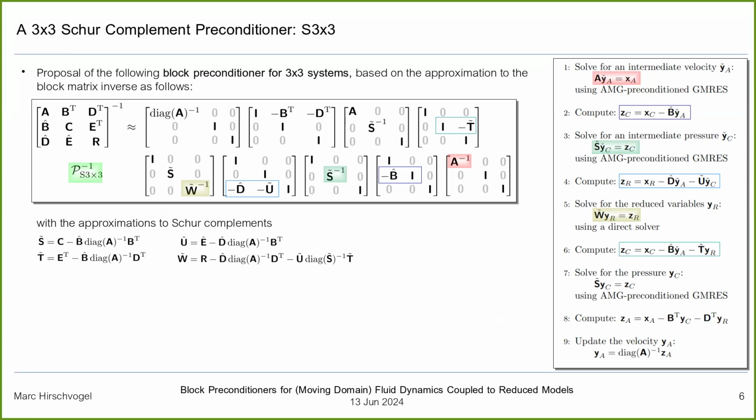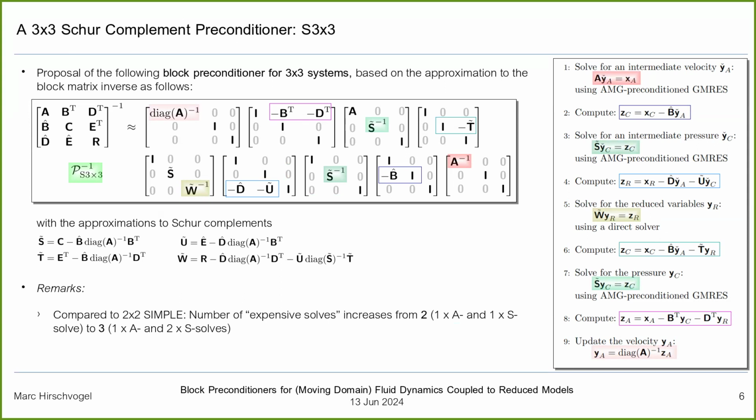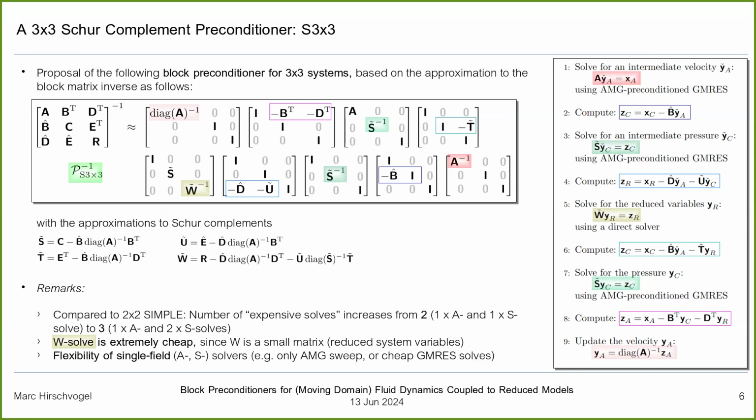Then you do another update, solve for the Schur complement again, another update, and the diag A inverse update. So what's the cost compared to the other approach? You would move from two expensive solves, so the A solve and the S solve for the 2x2, to two S solves and one A solve. So it's not that much more of a deal, I would say, because the W solve again is a very, very cheap one. And you have the flexibility of also designing these A or S solves. For example, you can use AMG preconditioned GMRES, or you can just do one AMG sweep, for example, so just apply the sub preconditioner once, depending on how good your inverse should be and how challenging your problem might be.